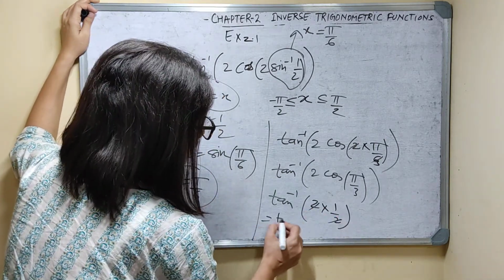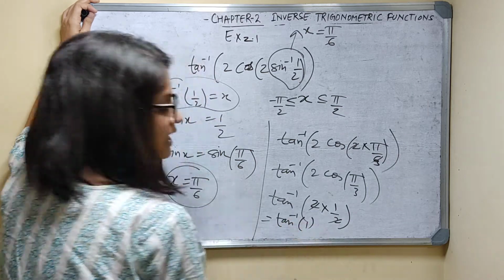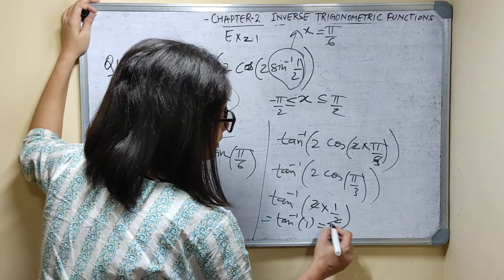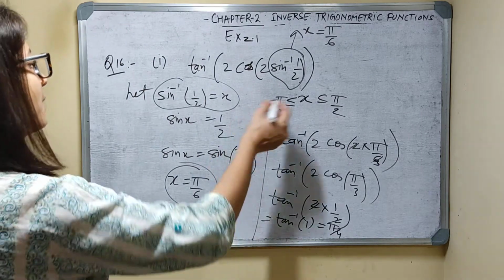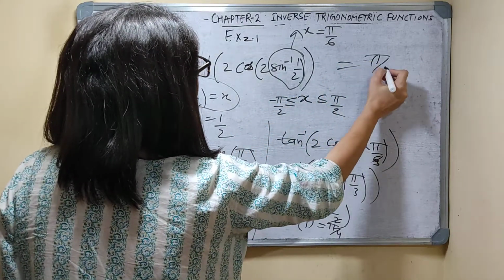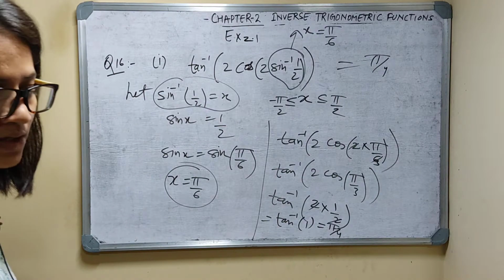So 2 into 1 by 2, the 2s cancel. That is tan inverse 1. Tan inverse 1 is 45 degree, pi by 4. So the answer is pi by 4. This is the answer for the first part.